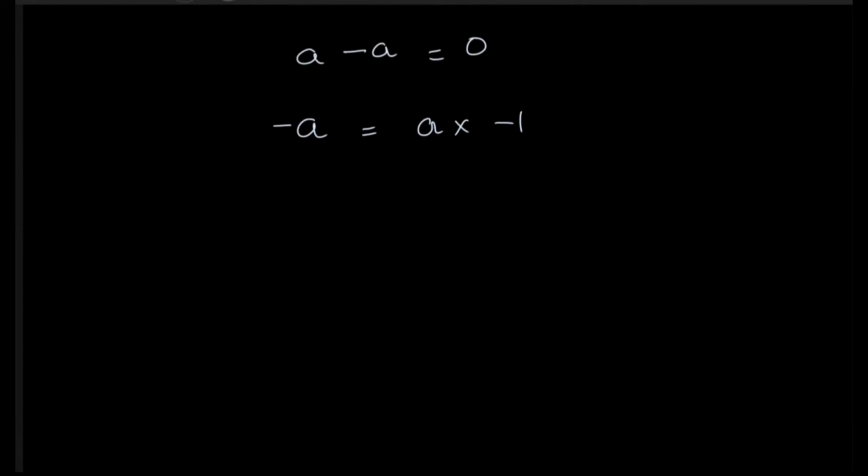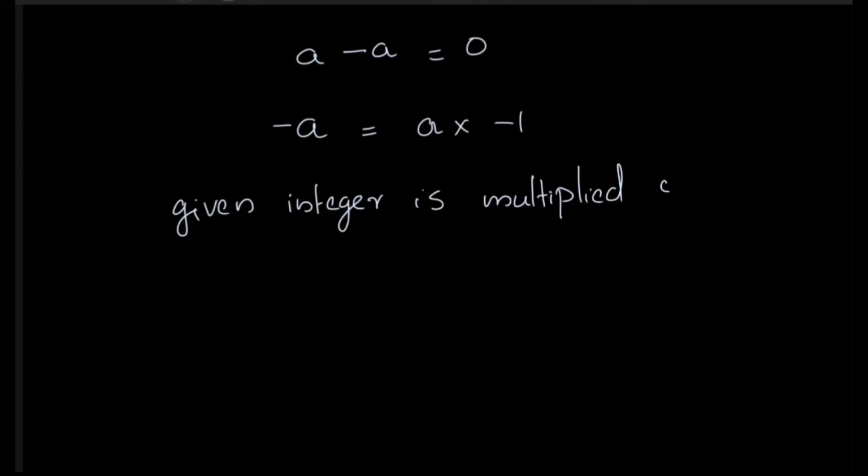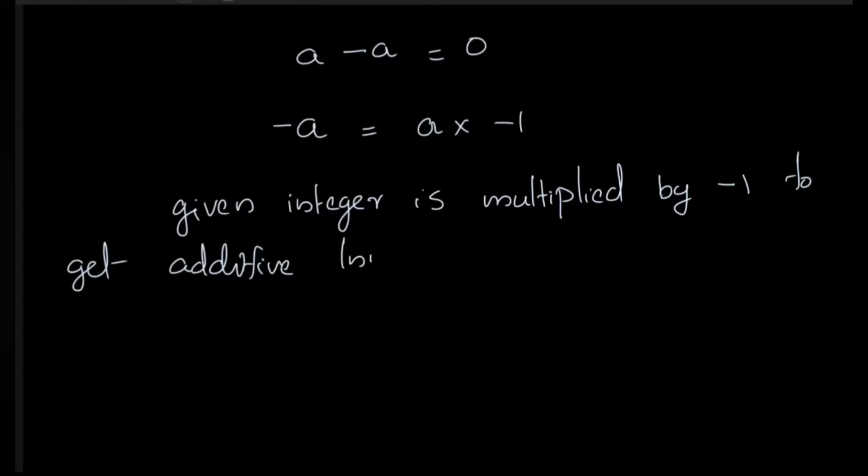That is, the given integer is multiplied by negative 1 to get the additive inverse.